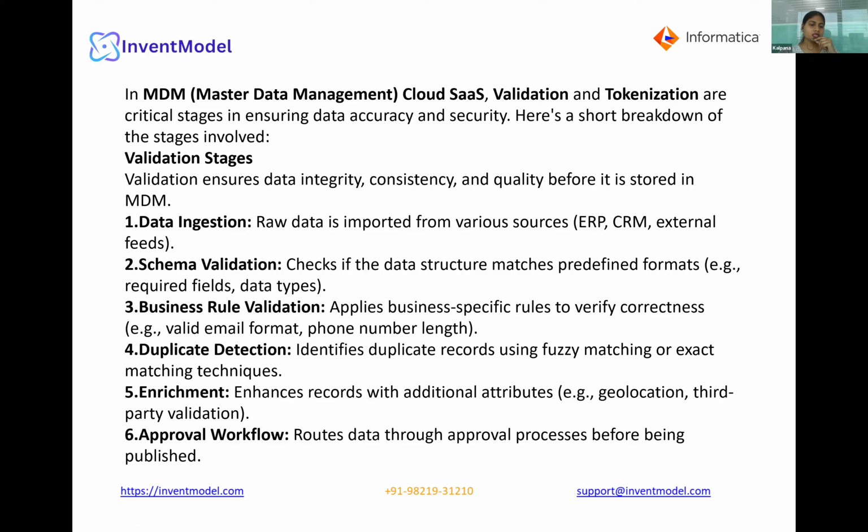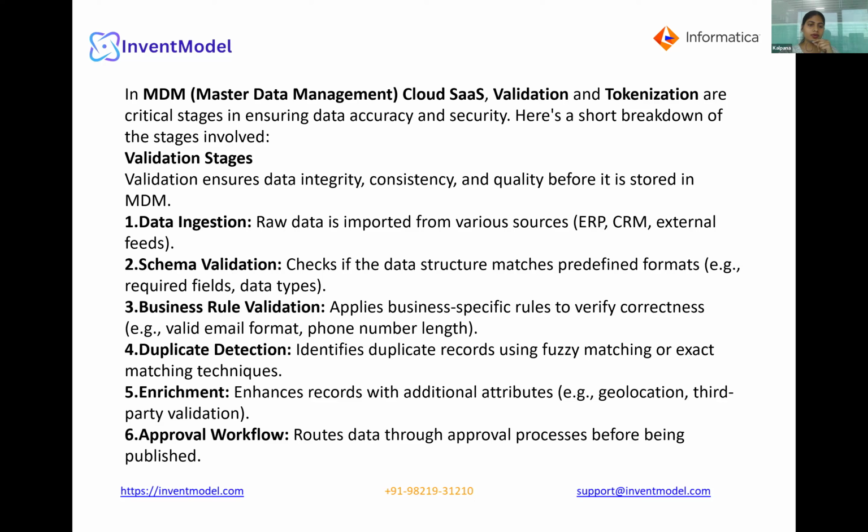Now we have 6 stages for the validation. First is data ingestion, or data entry, where raw data is imported from various sources like ERP, CRM, external feeds, and many more. Second, we have schema validation. For that, we have to check if the data structure matches predefined formats. Here, for example, required fields and their data types, like a name being varchar. These kinds of things we have in this.